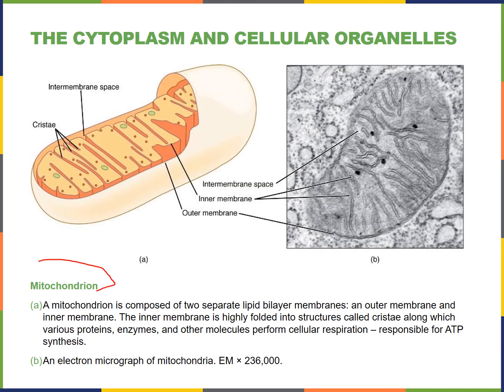The mitochondria, the powerhouse, very important, this is where you make the ATP. A mitochondria is composed of two separate lipid bilayer membranes, an outer membrane and an inner membrane. The inner membrane is highly folded into structures called cristae, along which various proteins, enzymes, and other molecules perform cellular respiration, responsible for the ATP synthesis or the production of the ATP. So inside here, you make a lot of ATP.